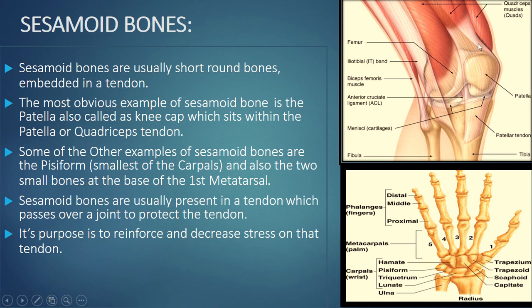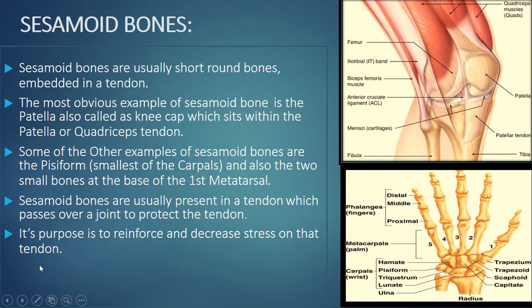If you get a hit directly on the tendon, it will get damaged. But bone is a growing tissue which is mainly made up of collagen and calcium phosphate, and because of the calcium phosphate it is very hard, strong and firm. Because of that property, the bones are present in the joint part, because they reduce the stress on the tendon and protect it. So that's why it is present. So that is about the sesamoid bone.